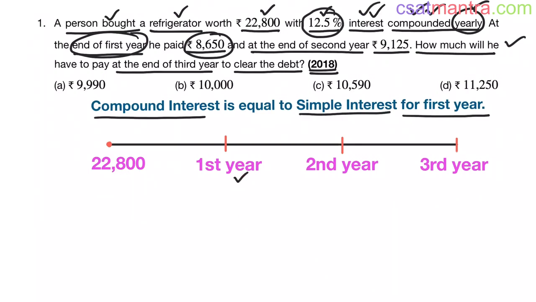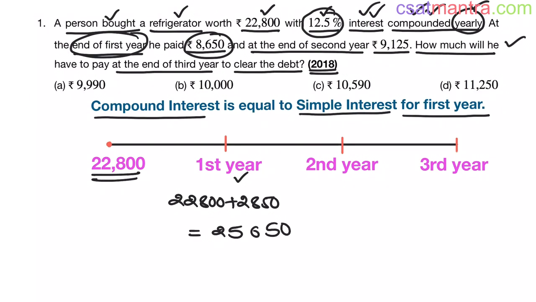Now for first year, this amount becomes principal plus interest added. How much? 22,800 plus 2,850 is equal to 25,650. Now at the end of first year he paid 8,650. So how much is remaining? We have to subtract this amount my friends. 25,650 minus 8,650. Now this is 17,000 remaining. Okay, 17,000 is the debt remaining.